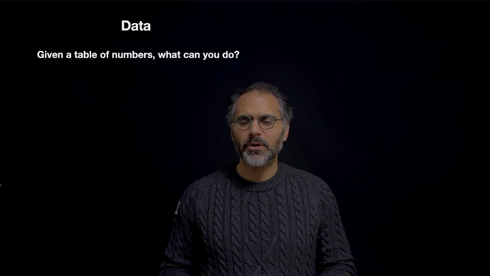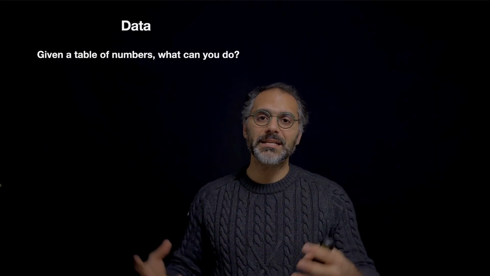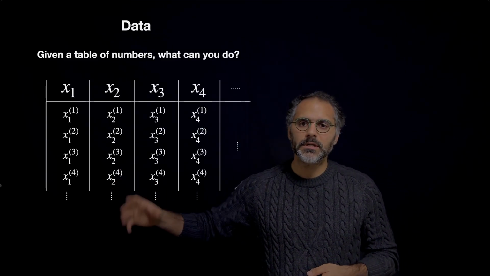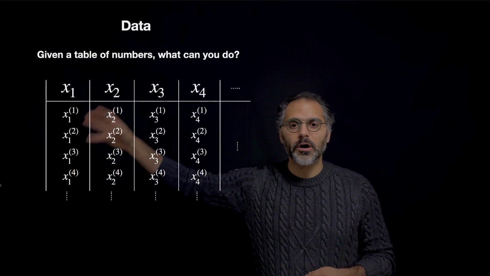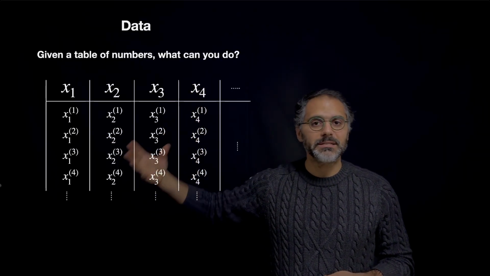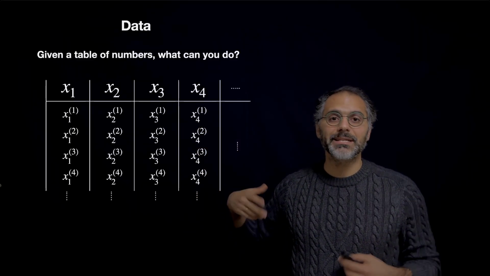So the first step to get into any machine learning algorithm is the data. What does the data look like? What does it represent? And one of the most basic ways of collecting data or of representing data structures is a table. So you have a table of numbers, and let's say it's organized in that way. You have columns and rows. Typically, each column represents a feature of the data, and each row is an example.